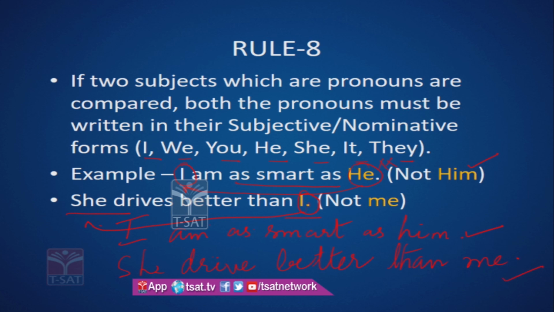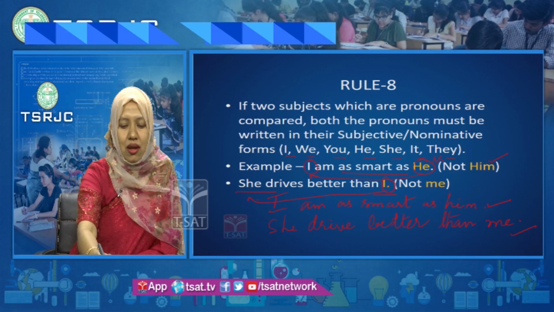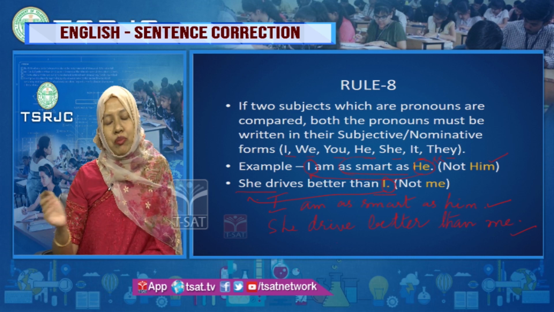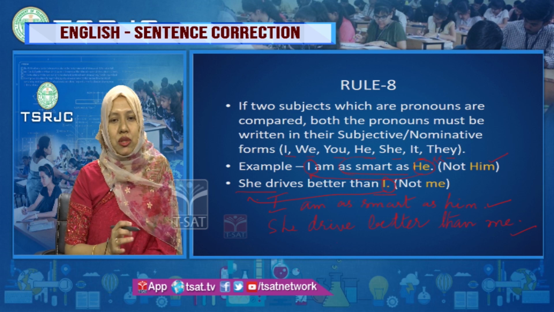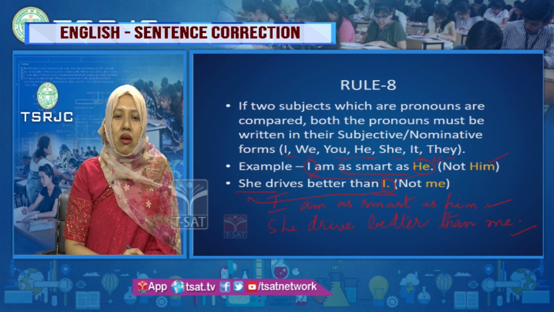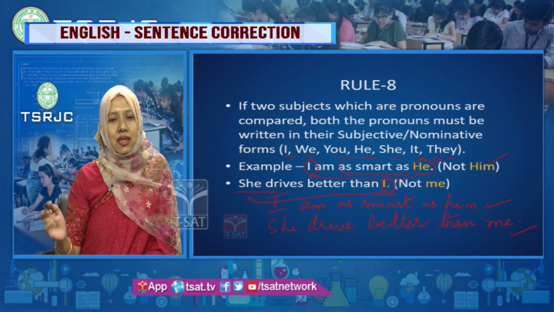Let me explain once again. When two pronouns are used and there is a comparison, a simile is used when you are comparing with as with another person, then you should always use the nominative form of the pronoun. You should not use the subjective form. A subjective form is used in the subject place. Example, I am as smart as him. She drives better than me.